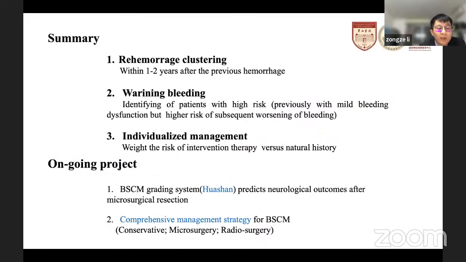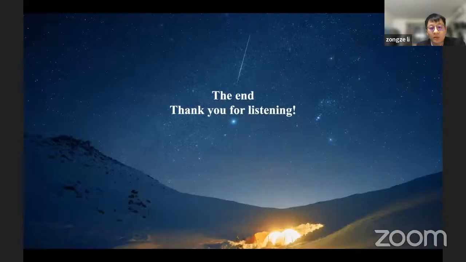To sum up, we have proposed a predictive model to individualize the evaluation of the risk of rehemorrhage and the neurological outcomes of brainstem CM. Identification of the patients with warning bleeding can help to perform active intervention in order to prevent potential morbidity. And we suggest applying more standard tools to design personalized treatments for patients and achieve the best quality of life. Thank you for your attention.